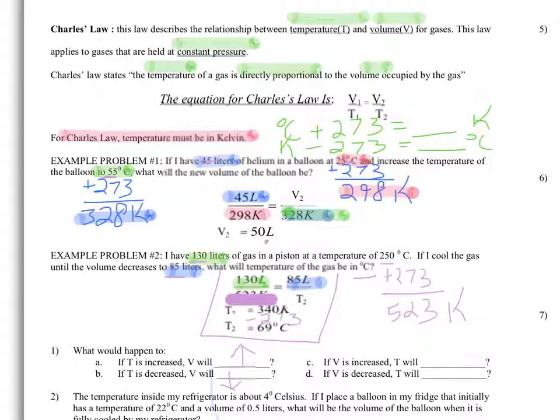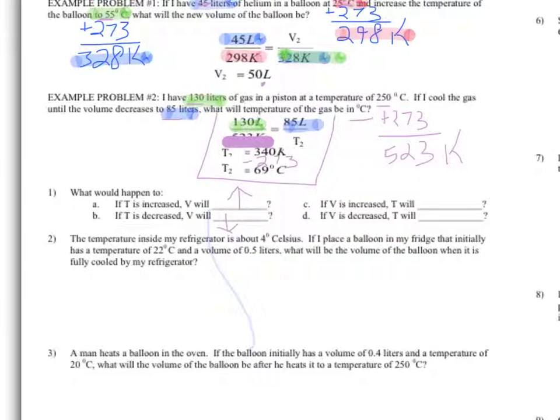I've just got one more thing for you that I'll go over. For the next problem, I won't do it with you, but I'll point something out. It starts with, the temperature inside my refrigerator is about 4 degrees Celsius. That's just a fact. It's not saying anything has happened yet. Now, it actually goes into what happens. If I place a balloon in my fridge that initially has a temperature of 22 degrees Celsius and a volume of 0.5 liters, what will be the volume of the balloon when it is fully cooled in my fridge?